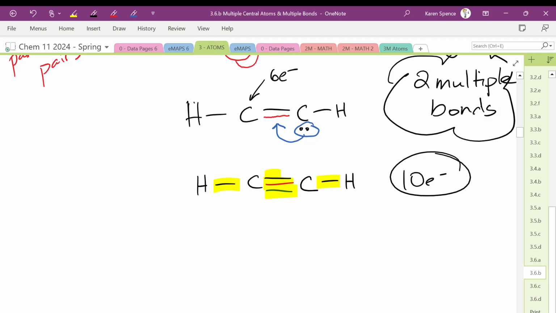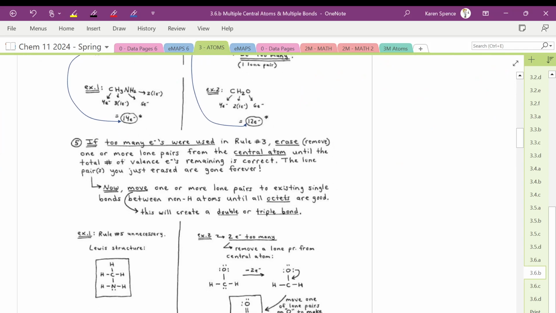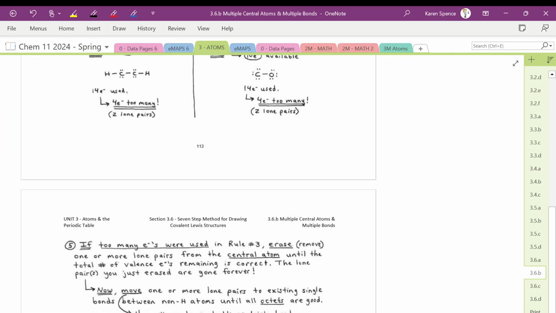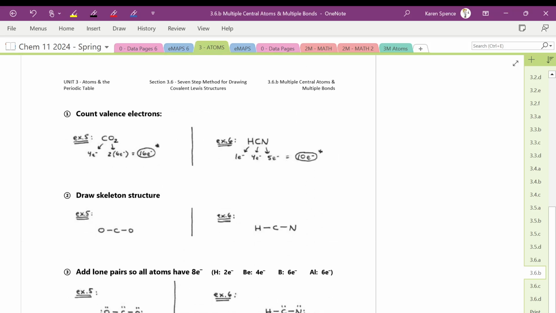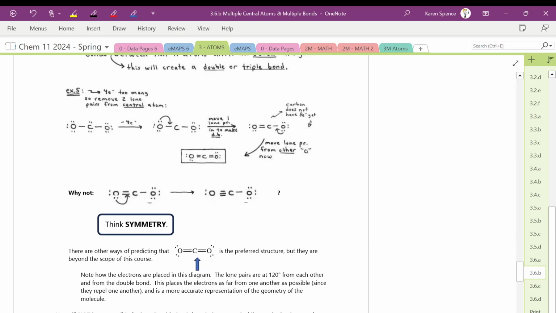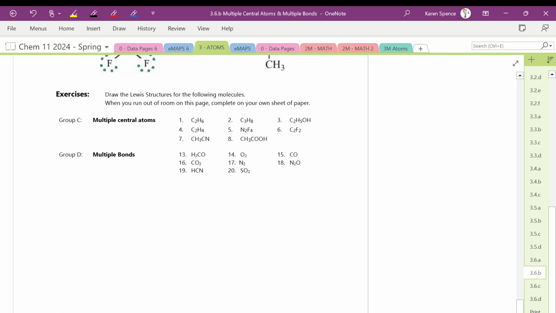Yeah, because everybody's got 4 bonds except for hydrogen, which only needs the 1 bond. So what are you guys going to do? We are going to assign you some from this one and some from the last one. You're welcome to look through the other examples. There's a ton of examples here. Fluorine never forms double bonds.